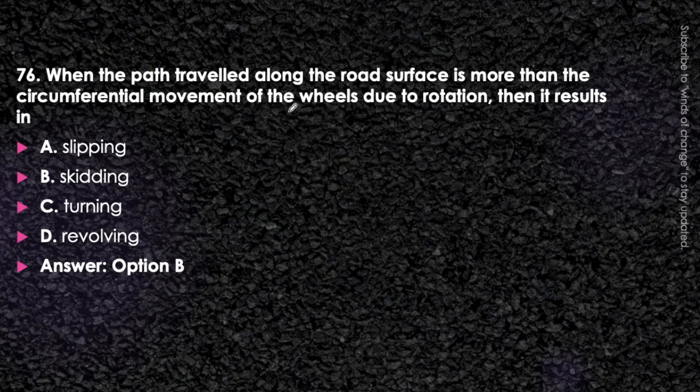Your tire will not move, it will become stagnant, while the distance traveled by you will be more. So that is the case in which the path traveled on the road surface is more than the movement of the wheels due to rotation. So it is a case of skidding. Okay, this is very easy to guess.